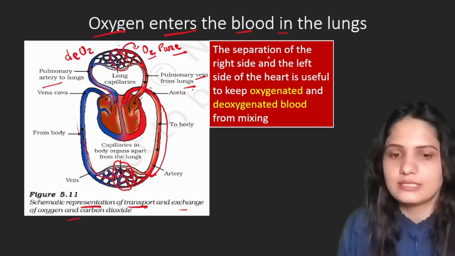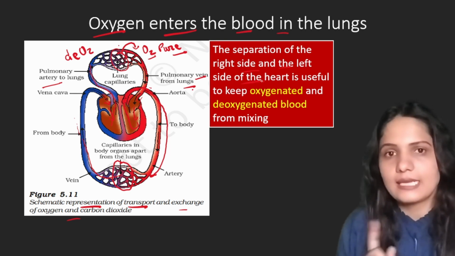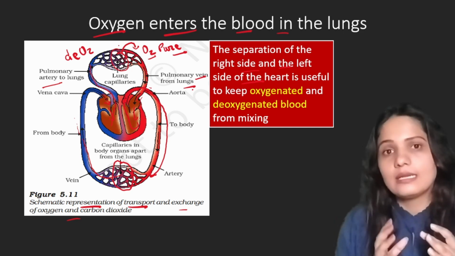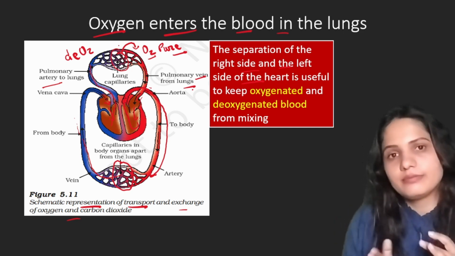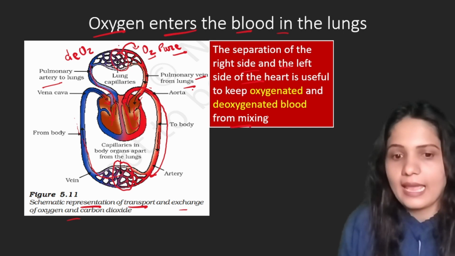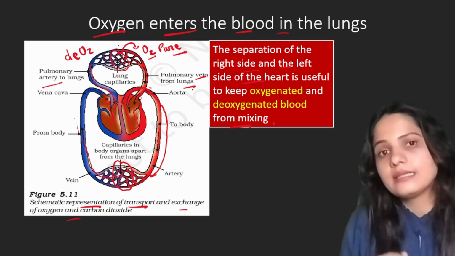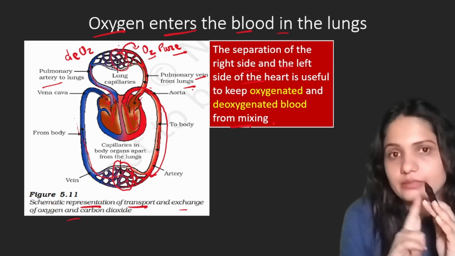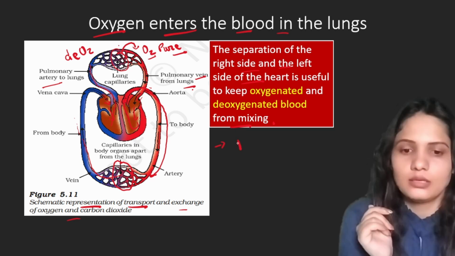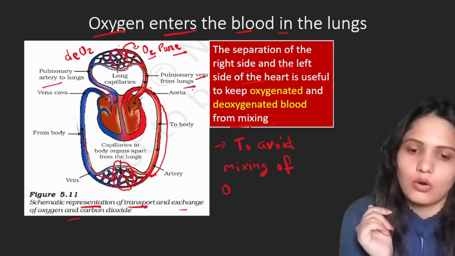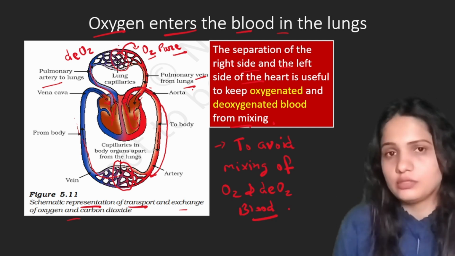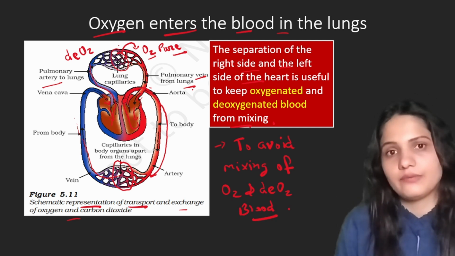Now here we have the separation of the right side and the left side of the heart. As I have told you, our heart is separated into a right side and a left side. The right side always contains deoxygenated blood and the left side always contains oxygenated blood. And why is this separation there in our heart? This separation is to ensure that the oxygenated blood and the deoxygenated blood, the pure blood and the impure blood, never mix. To avoid mixing oxygenated and deoxygenated blood, we have this separation of right side and left side. This was all about the circulation of blood, the working of the heart.